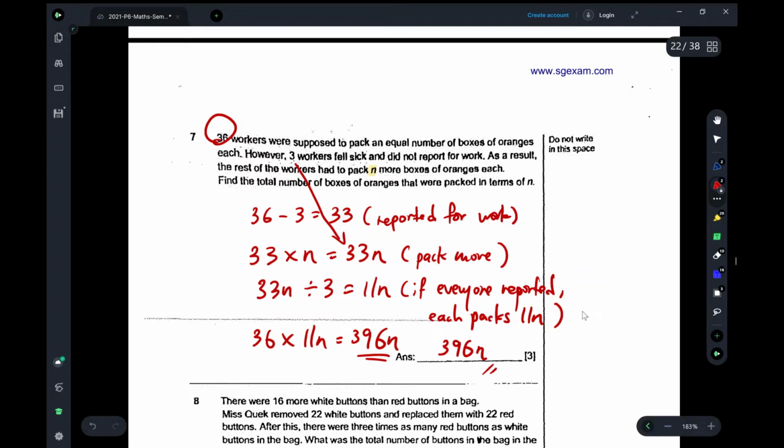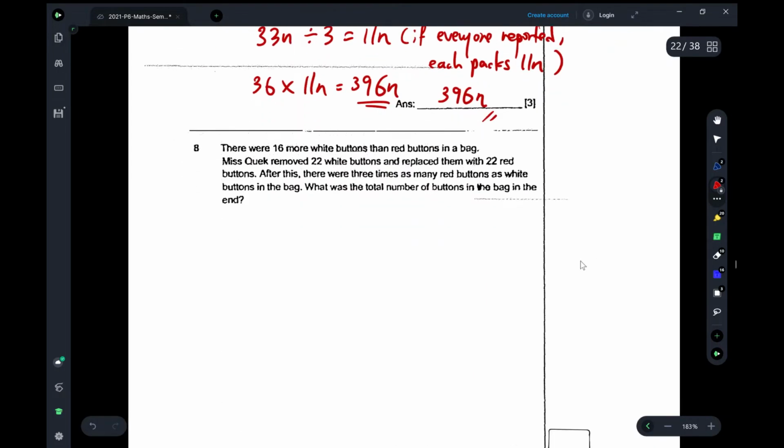Okay? Right, next question. There were 16 more white buttons than red buttons in a bag. Miss Black removed 22 white buttons and replaced them with 22 red buttons. After this, there were 3 times as many red buttons as white buttons in the bag. Okay, remove 22 and replace them with 22, which means the total is the same. Okay, so rule of thumb, when we see more than or less than, we just draw a model. So I have white buttons and red buttons.